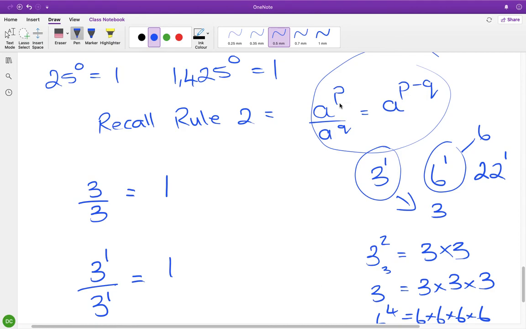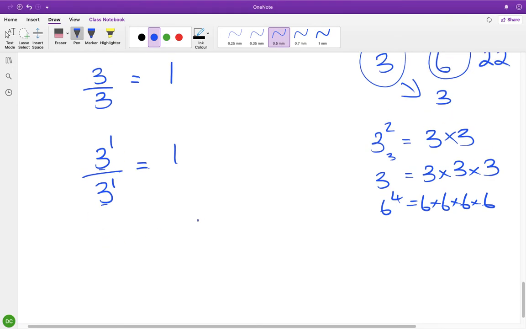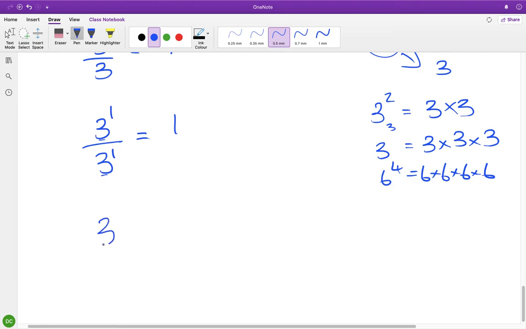Rule number 2 says that if you have a division, matching bases and 2 indices, the quick way is to minus the indices. So I'm going to do that because here I have matching bases. I have a 3 here and a 3 here, and 2 indices. Whatever the base is on the left here, you get the same base on the right. So my base is 3. And then I do top index minus the bottom index.